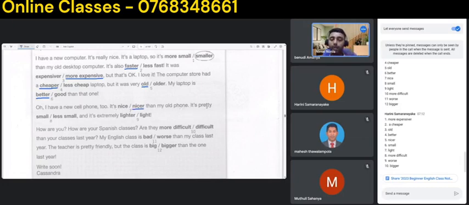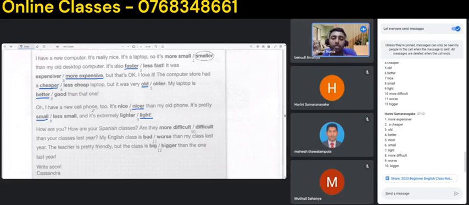It's pretty small and it's extremely light. So here we are talking about only that new cell phone. Since they are not comparing, it's pretty small and it's extremely light. Here they are talking about only the new cell phone. Since they are not comparing, we should not use the comparative form of the adjective. Instead, we have to simply use the adjective.